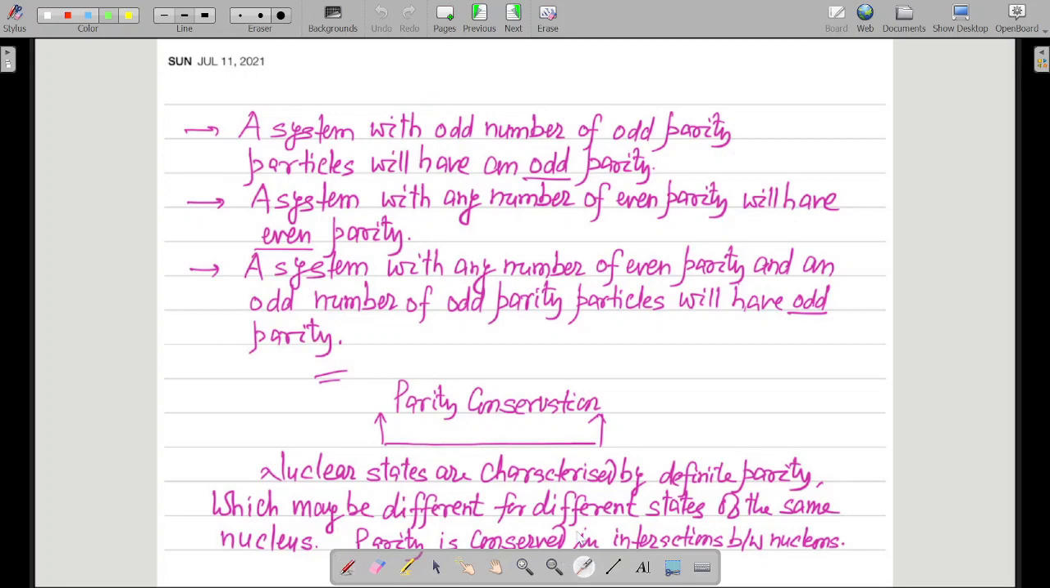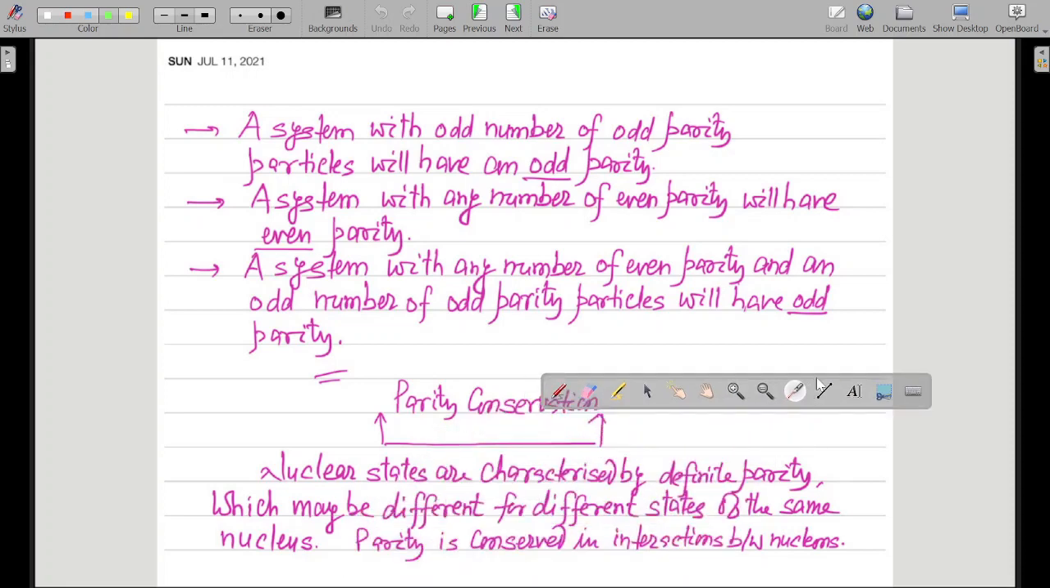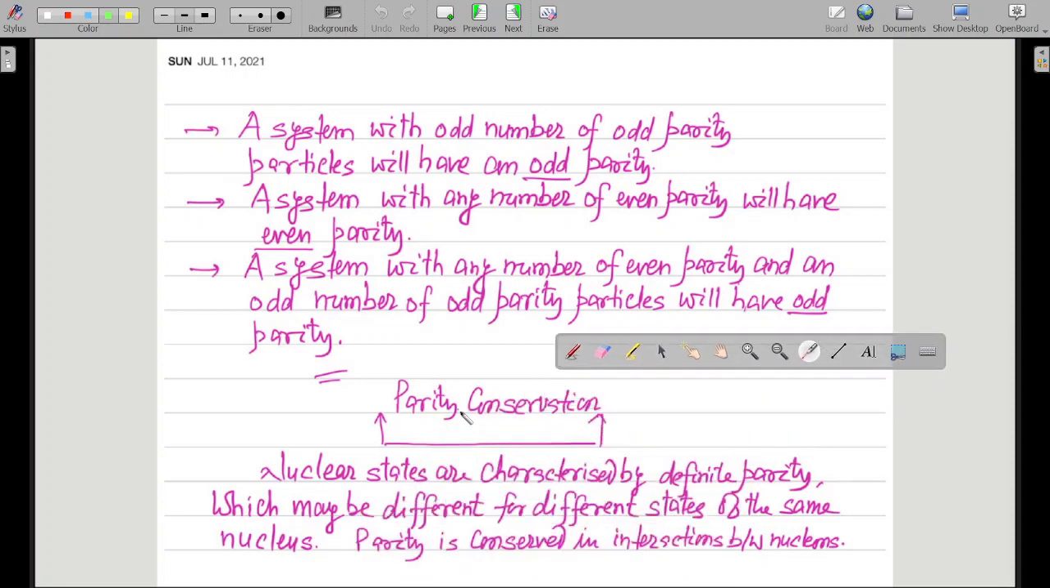So let's start with parity conservation. Let's see what this parity conservation is all about. Nuclear states are characterized by definite parity, which may be different for different states of the same nucleus.